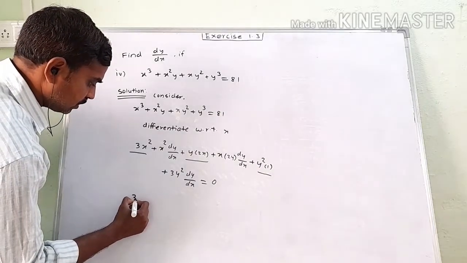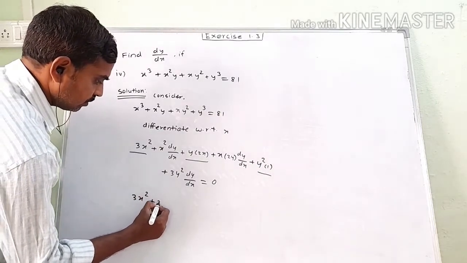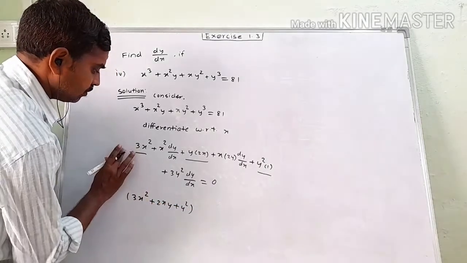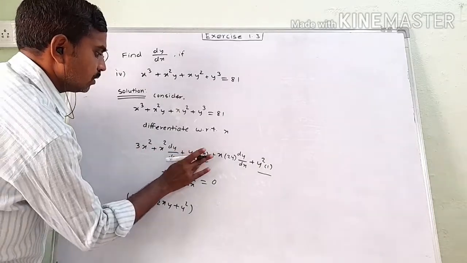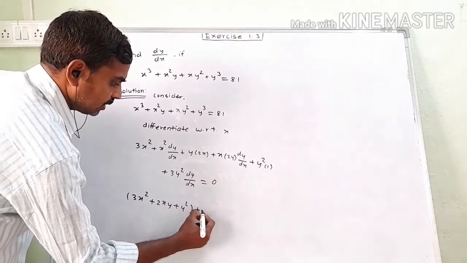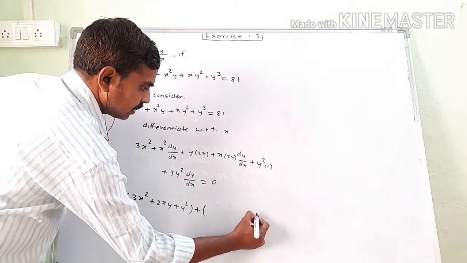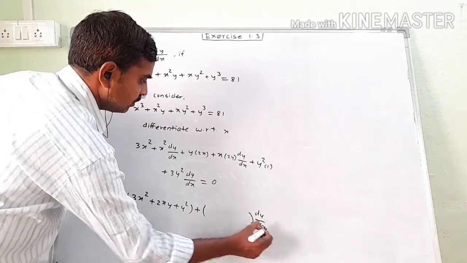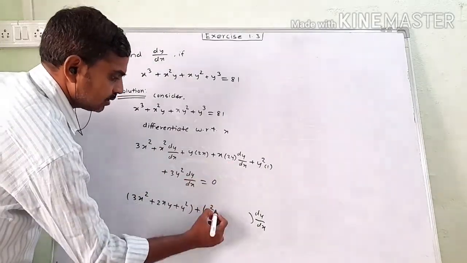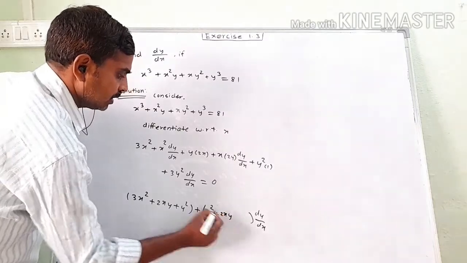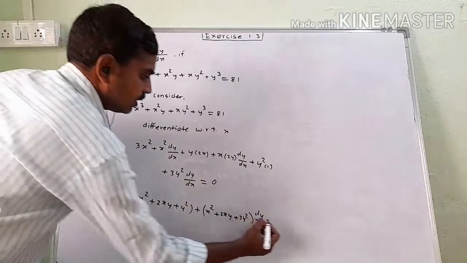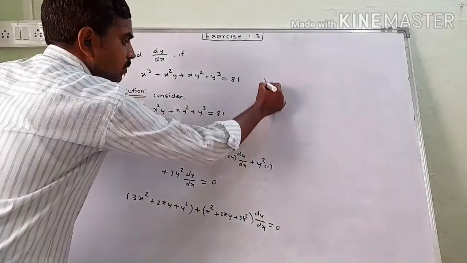This next equation will be 3x square plus 2xy plus y square. We will write this term like that. Now, which are the terms in terms of dy/dx? We will collect those terms. dy/dx: first term coefficient is x square, second plus 2xy, and lastly plus 3y square. And the right side term is 0.